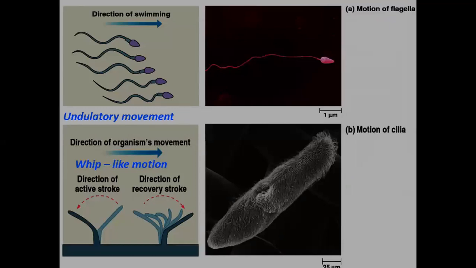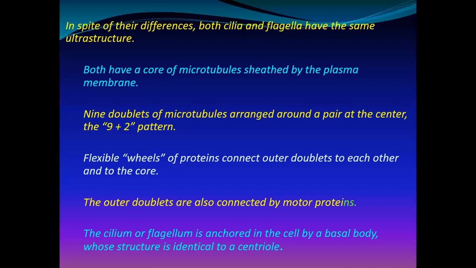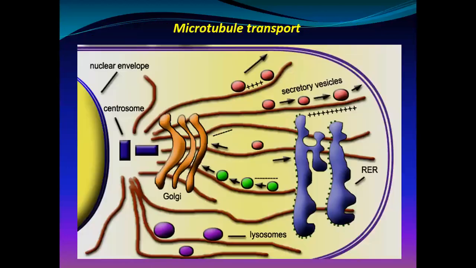Some organisms have cilia. The cilia usually have a whip-like motion, right? There is a direction of the active stroke. You can see the active stroke is faster, and then the recovery stroke is slow, and then active stroke, then recovery stroke, right? So that is what is happening in the cilia. So some cells move using the flagella, some cells move using the cilia, right? In these structures, usually we have the 9+2 pattern. I'm going to go into detail.